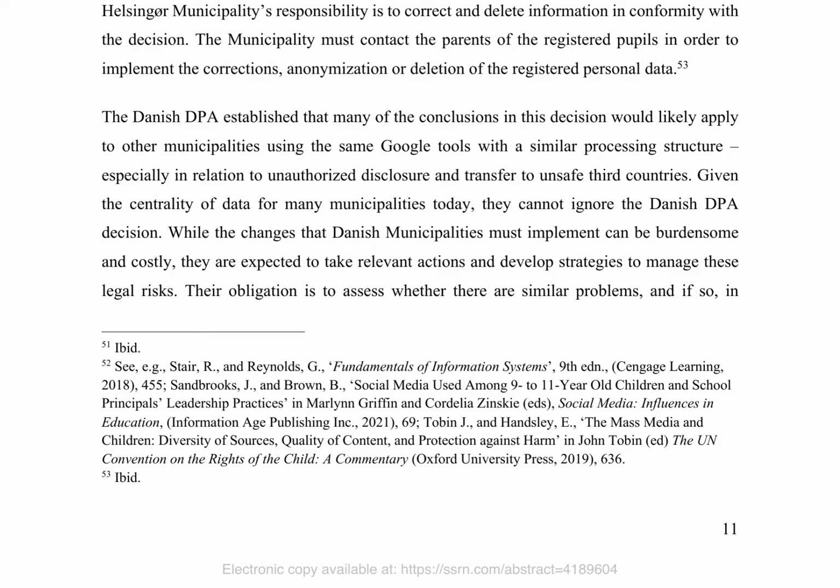This decision has far-reaching implications for other municipalities using similar Google tools, particularly regarding unauthorized disclosure and transfer to unsafe third countries. Municipalities must take action, assessing whether similar problems exist and implementing corrective measures to manage legal risks. Compliance may be costly and burdensome, but it is essential for ensuring personal data protection.